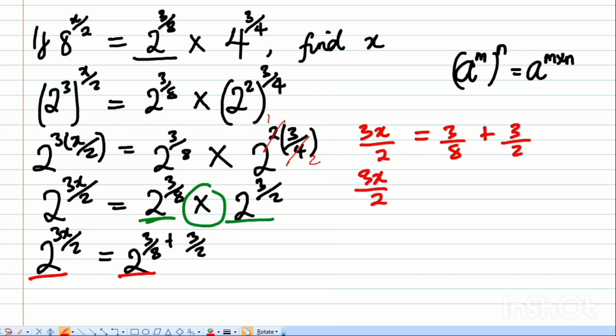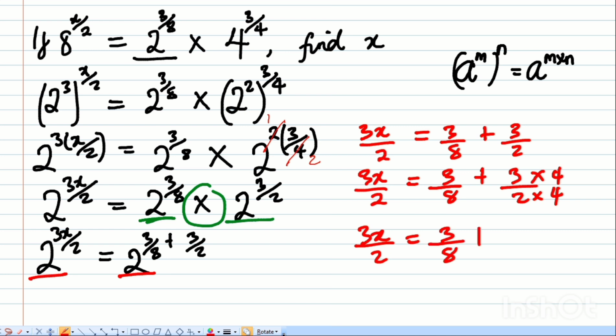So 3x over 2 will be equal to, let's solve this part of the equation using equivalent fractions. So 3 over 2, for me to get 8 common in the denominators, I need to multiply 3 over 2 by 4, since 2 times 4 is 8. So I have 3x over 2 is equal to 3 over 8 plus 3 times 4 is 12, 2 times 4 is 8. So you see I have a common denominator now. So 3x over 2 will be equal to 3 plus 12 is 15 over 8.